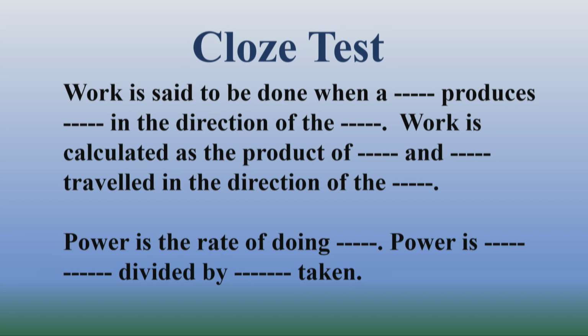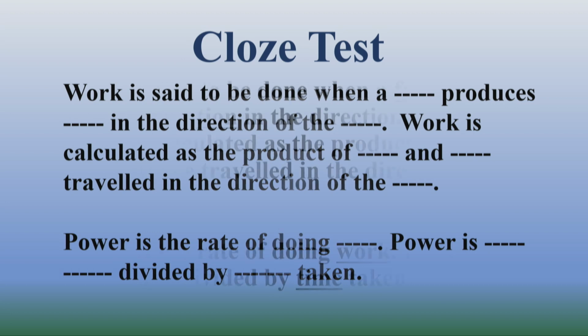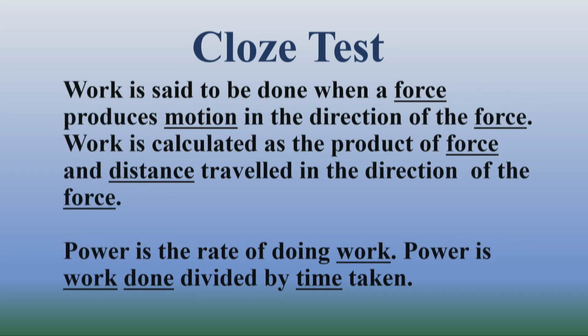Let us check the understanding of our today's video lesson through this cloze test. Take some time to read it carefully and fill in the blanks with the right words. I'm sure you got the answers all correct. Work is said to be done when a force produces motion in the direction of the force. Work is calculated as the product of force and distance travelled in the direction of the force. Power is the rate of doing work. Power is work done divided by time taken.